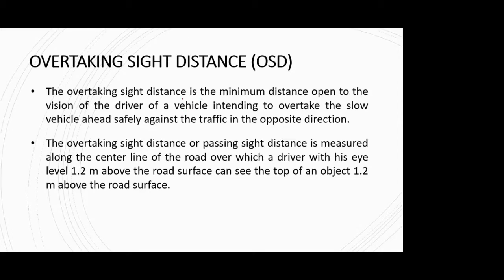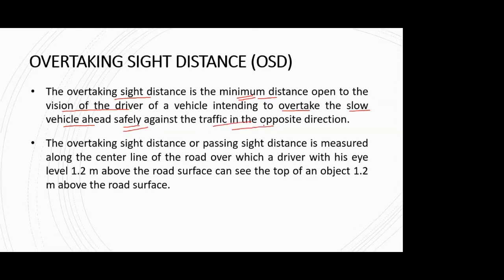The overtaking side distance, or OSD, is nothing but a minimum distance. This word is important because it will help you clear a lot of doubts which you might have after completing this section. So OSD is the minimum distance open to the vision of the driver intending to overtake the slow moving vehicle ahead of it, overtaking safely and against the traffic in the opposite direction.